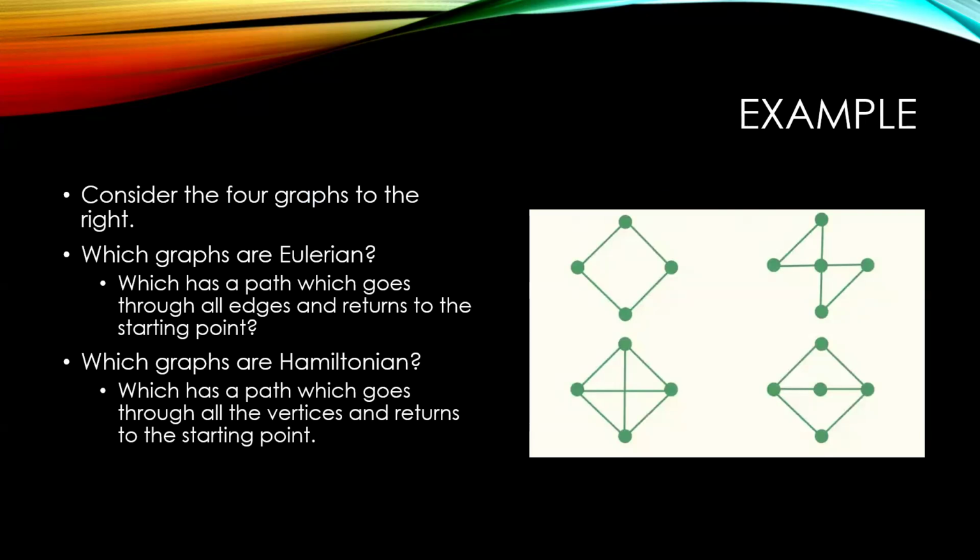So remember, Eulerian means it's a path which goes through all of the edges and returns to your starting point. And Hamiltonian means that it's a path which goes through all of the vertices and returns to your starting point. It doesn't have to go through all the edges.